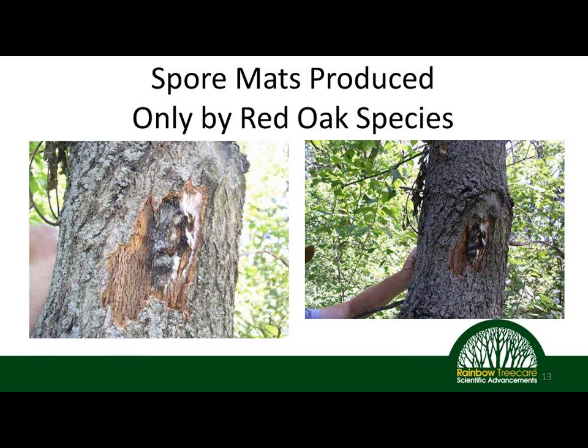On red oaks specifically, and only on red oak species, they will also produce spore mats. And these spore mats are going to be important in the insect vectoring. We'll talk about that a little bit later on. These spore mats attract the insect vectors, so you've got dead trees that will produce these typically the year after they die in early spring, and those will be attracted to some of the different beetles that spread oak wilt.